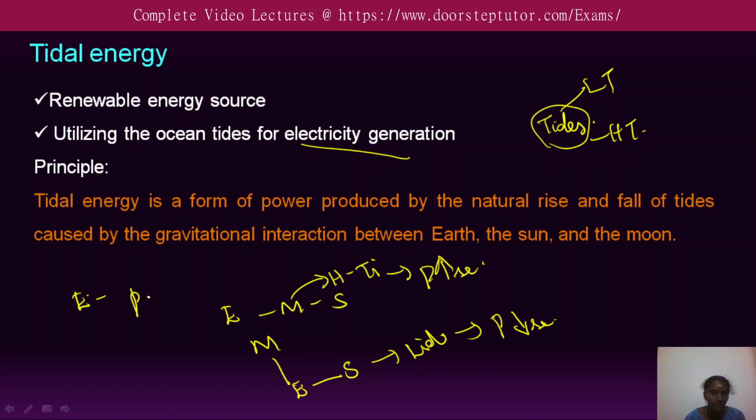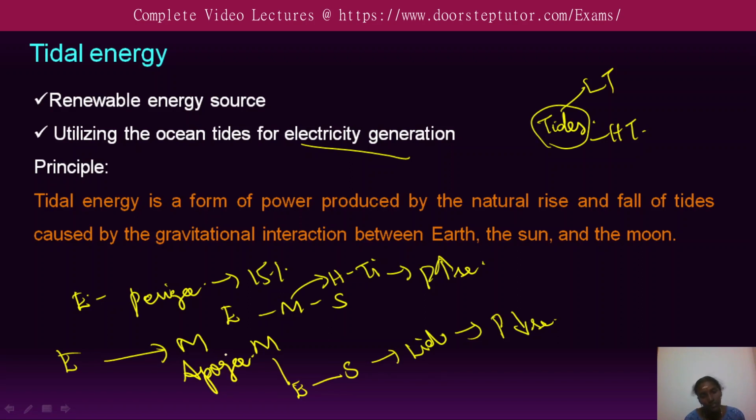Also, when the moon is near to the earth, it is called perigee. Here the power generation is about 15% higher than usual, whereas when the earth and the moon are far away, the tide is called apogee. During that time the power generation is 15% less when compared to the normal high or low tide period.